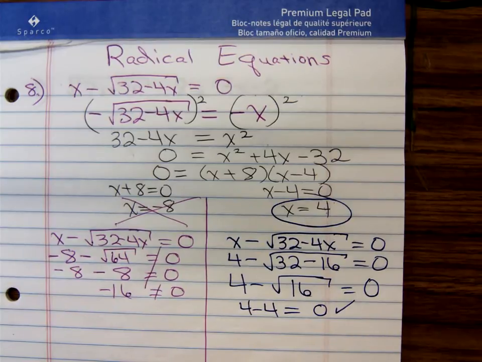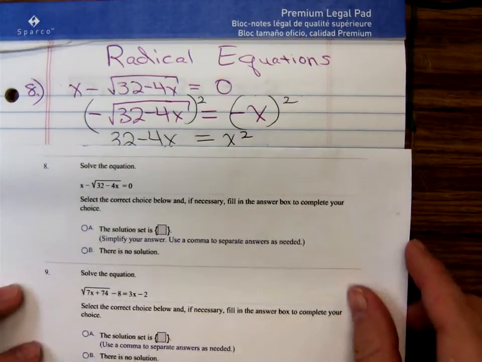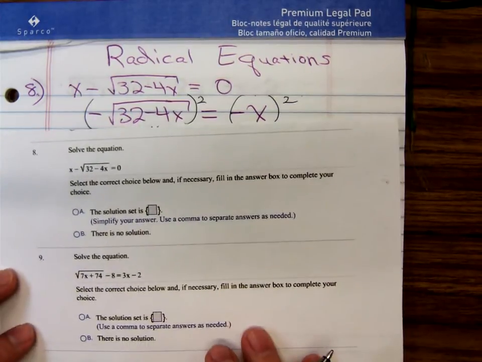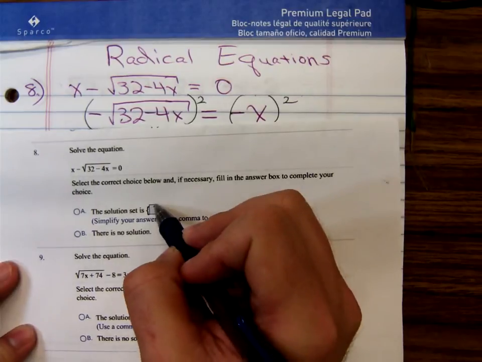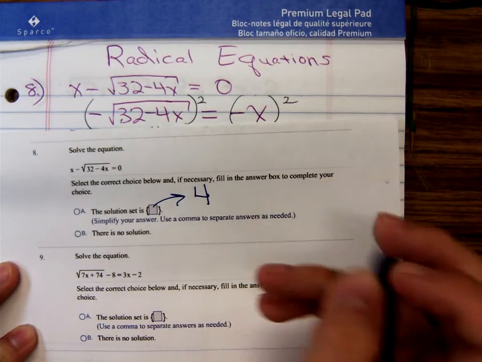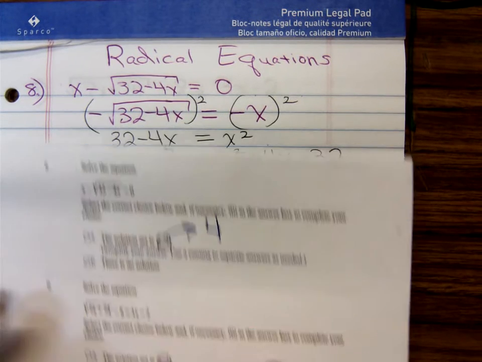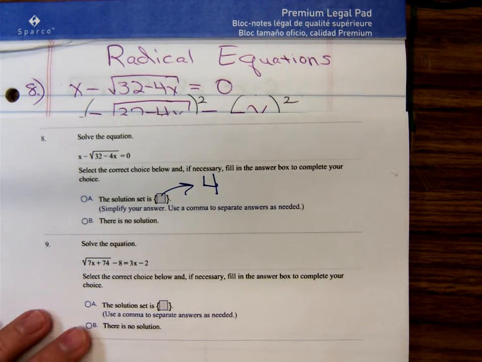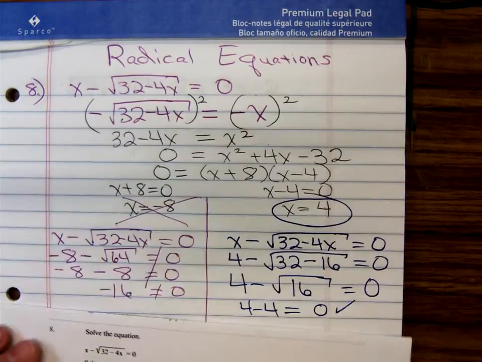So we come over here, and in MyMathLab, you would write, right inside the blue box, you would type in the only number that was acceptable was 4. Yes, 4. Any questions there?